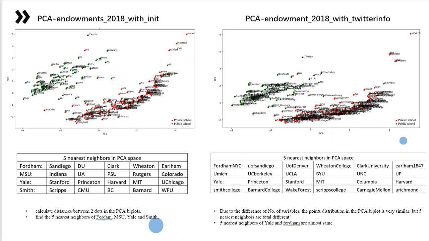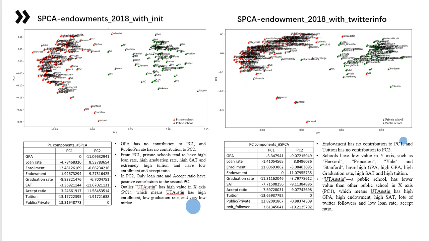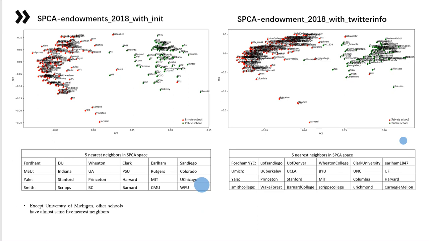Then we calculate distances between two dots in the PCA biplots and find the five nearest neighbors of Fordham, MSU, Yale, and Smith. In the biplots for SPCA, GPA has no contribution to PC1, and public or private has no contribution to PC2 in the left table. Outlier UT Austin has a high value on the x-axis, which means UT Austin has high enrollment, low graduation rate, and very low tuition. For the five nearest neighbors, except the University of Michigan, other schools have almost the same five nearest neighbors.